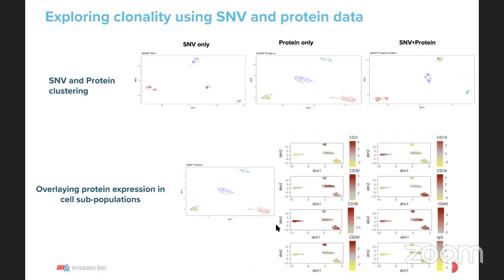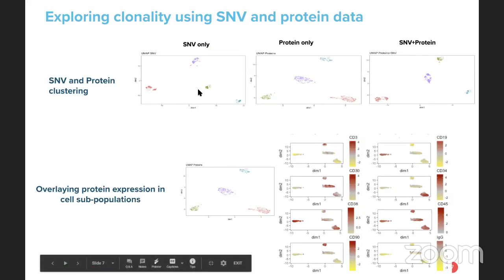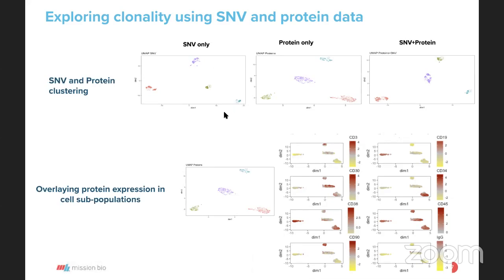This is a small example of how the results look. The first plot on the left is just based on your mutation data, showing how the cells are clustered. I'll go over the data set in a bit. This was a 4-cell line mixture, and you could see how the 4 cell lines are clustered. Similarly, for the protein, and just to remind, these are UMAP axes here. And you could also cluster based on SNV and protein together in the third plot.